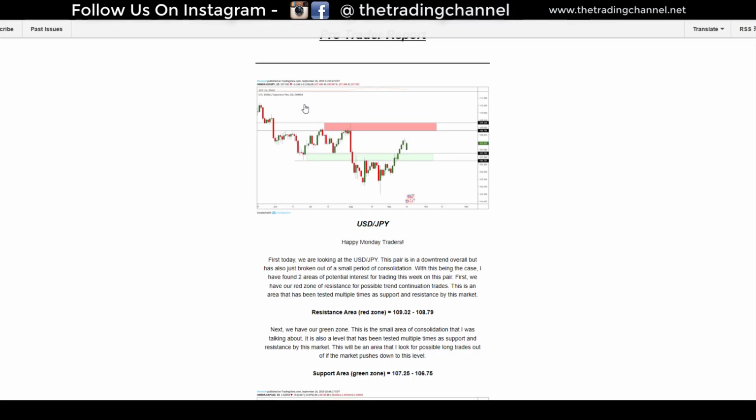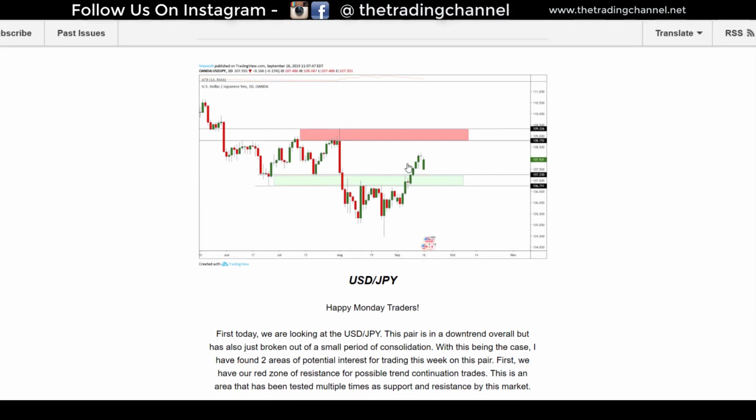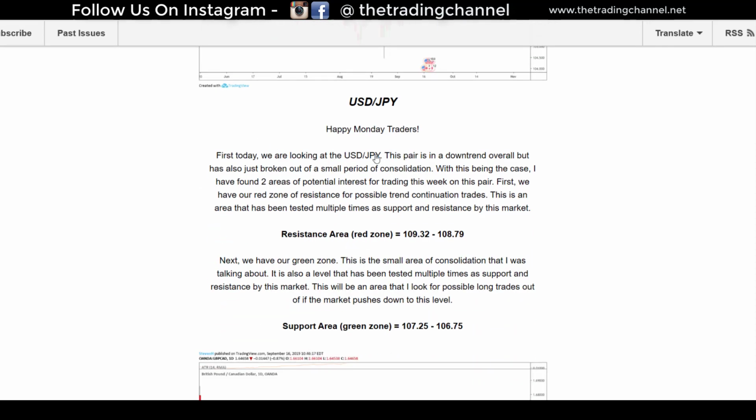As soon as that happened, on September the 16th, I sent an email in the Pro Trader report telling traders that I have a zone of resistance, red zone here, that I'm looking for if the market touches, I'll look at as resistance, and a zone of support that if the market gets into, I'll look at for a possible rise out of the market. You can see that right here in this description. The resistance area was 109.32 through 108.79. The support, the green zone, was 107.25 through 106.75.